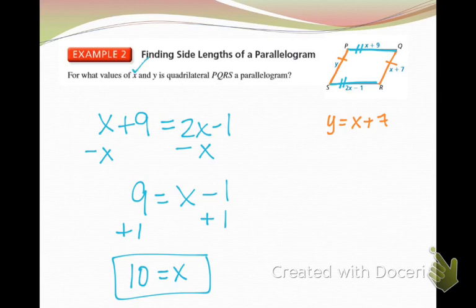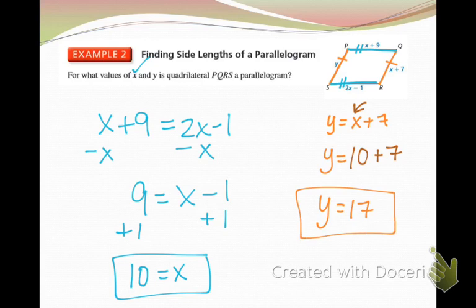The only place I see a y is in this equation, in this side. So what we can do is, if we know what x is, we can plug it right on in. So we're going to keep our y equals 10 plus 7. So I plugged in my x that I found down here. I plugged it in. So y has to equal 17. Ta-da! That's it.